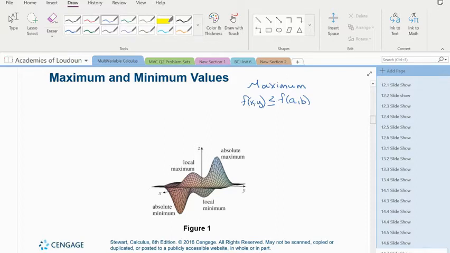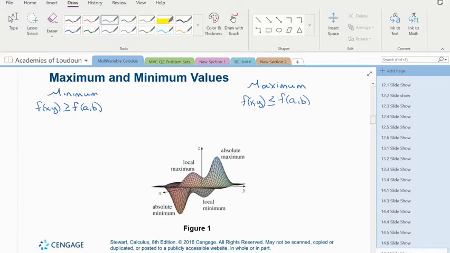Likewise, f has 2 local minima where our f of (a, b) is going to be smaller than our nearby values. The smaller of these two values is the absolute minimum. So this leads to 2 definitions.